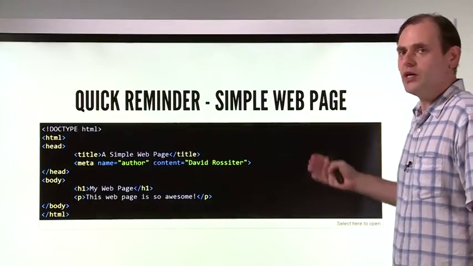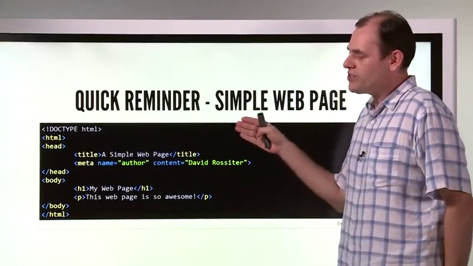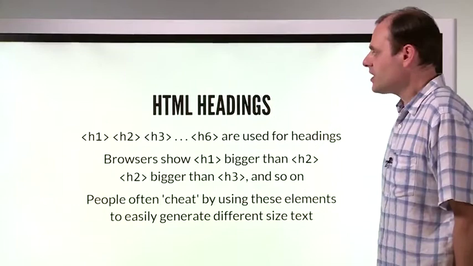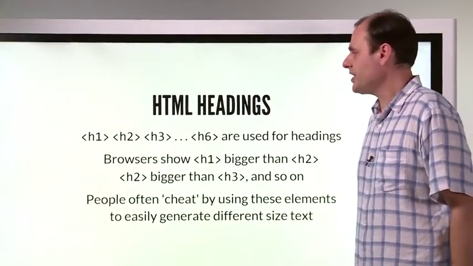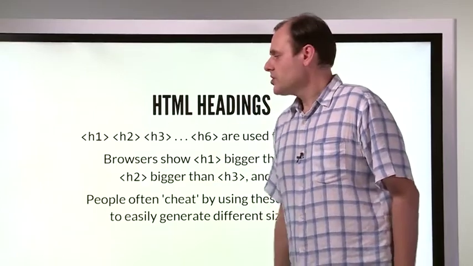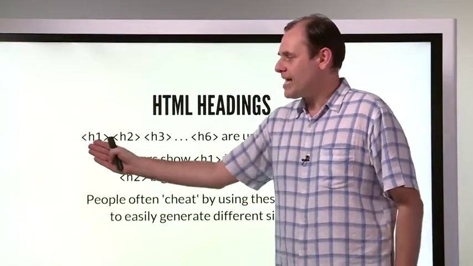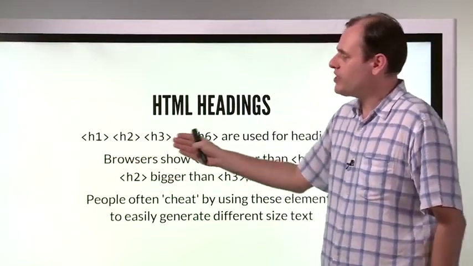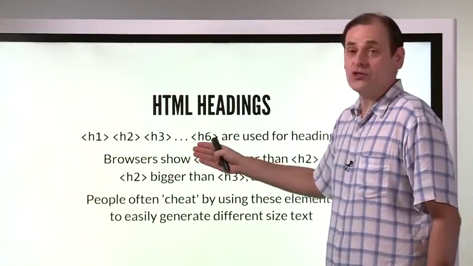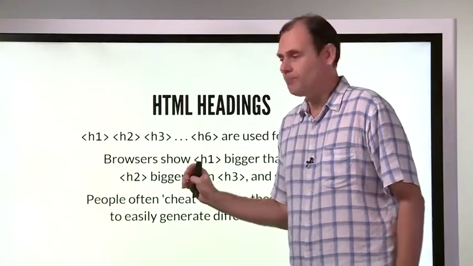So, quick reminder, what do we already know? Well, we've seen this web page and we've talked about this web page. So let's strengthen our understanding. In that web page we've already seen we had H1. So there's actually a range of those: H1, H2, H3, H4, H5, H6, and each one gets smaller and smaller. So that H1 is the biggest one.